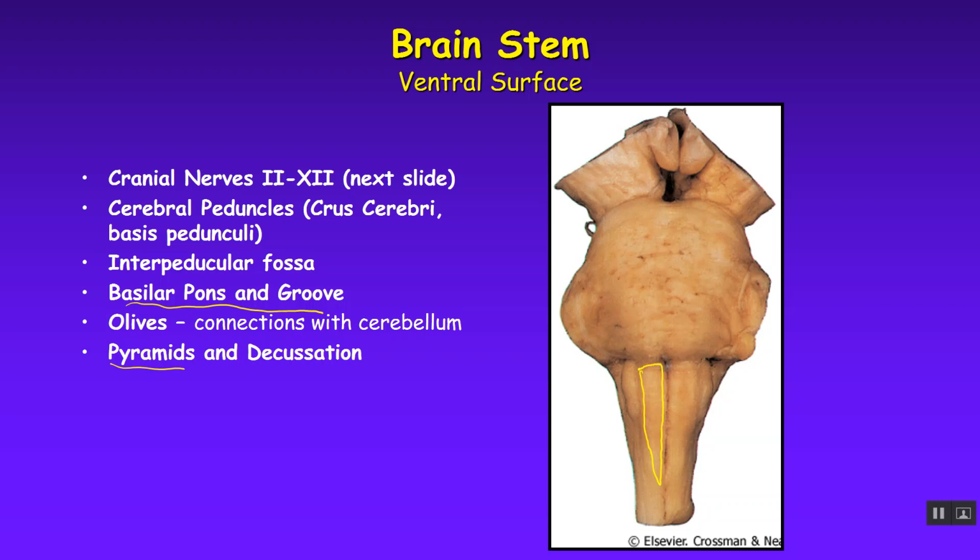Then the other thing we have here is the pyramids, which are these right here. They're somewhat pyramidal looking, or kind of look like a triangle or pyramid upside down. So that's the pyramids. That's the very front part of the medulla. And then right down here, there's an area where there's a crossing over called the decussation of the pyramids. You have motor pathways that come down from your cerebrum, they come down to the cerebral peduncles, they come down to the basilar pons, they come down to the pyramids, then they cross over at the pyramidal decussation to go down to your spinal cord on the opposite side to become your lateral corticospinal tract, a motor pathway.